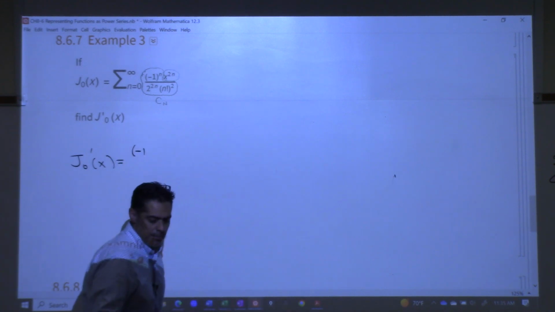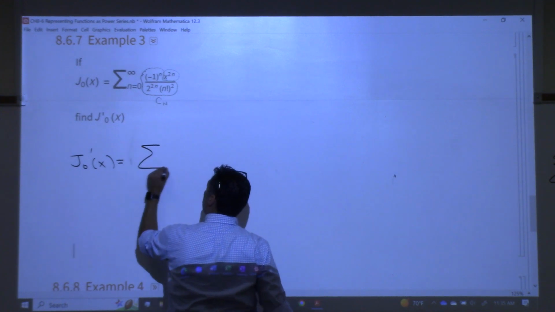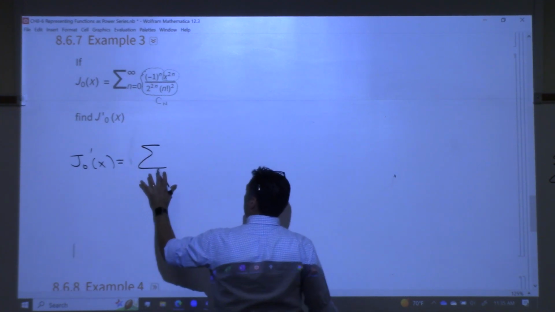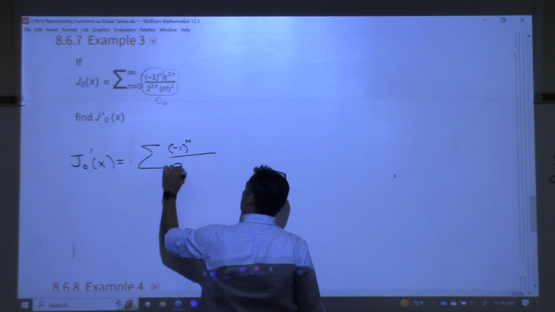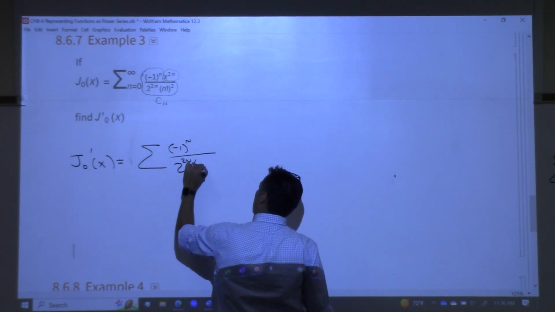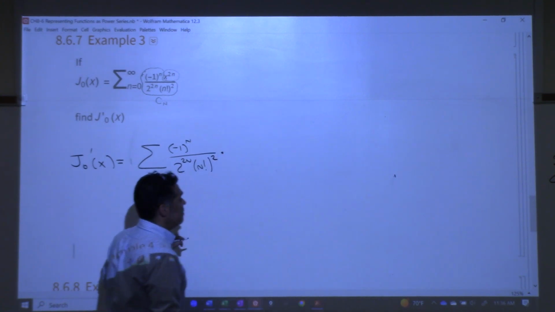Oh, I forgot the sum. Yeah, sorry. Hold on a second. So sum. Let me leave that for now. I'm going to leave the -1 to the n over 2 to the 2n, n factorial squared. Okay, that's my C sub n. Now, go ahead.